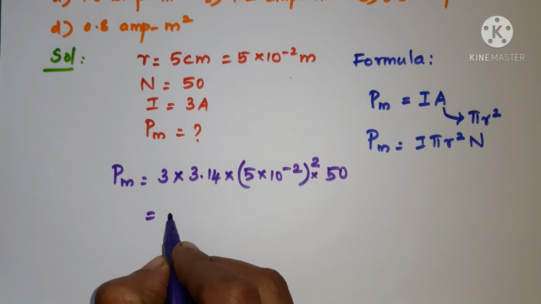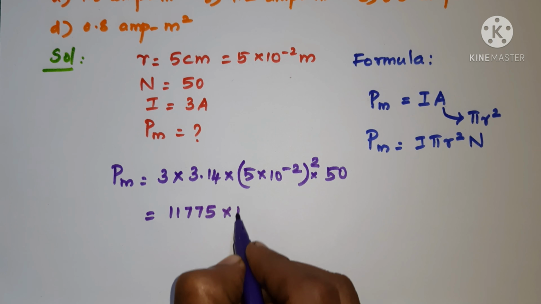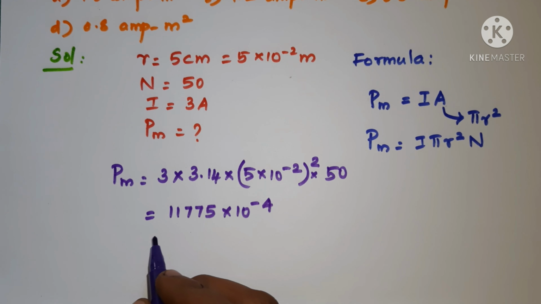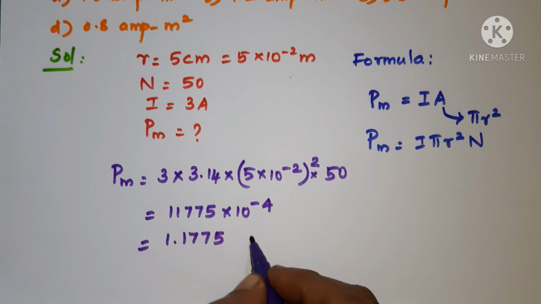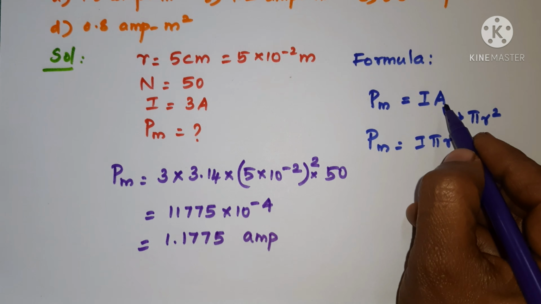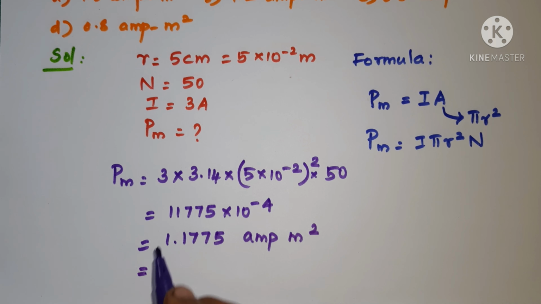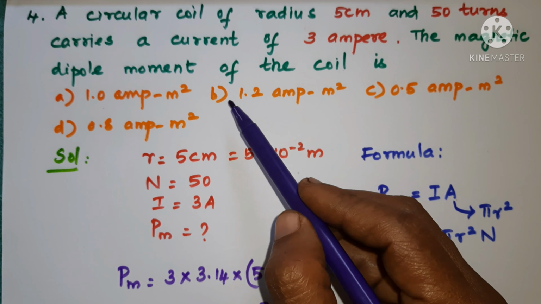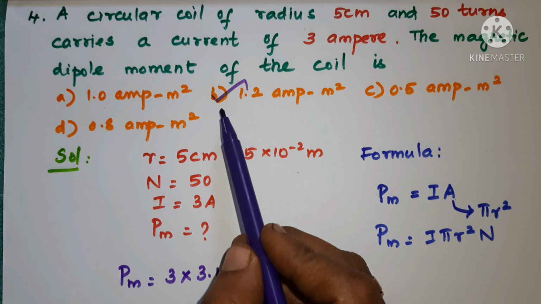We may have this to be 11775 into 10 power of minus 4, which will be equal to 1.1775. The unit of current is ampere and the unit of area is meter square. So we round this off and write it as 1.2 ampere meter square. The magnetic dipole moment of the coil is 1.2 ampere meter square. Option B is the correct one.